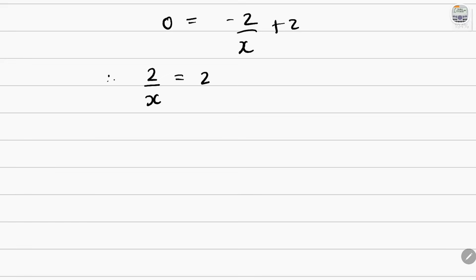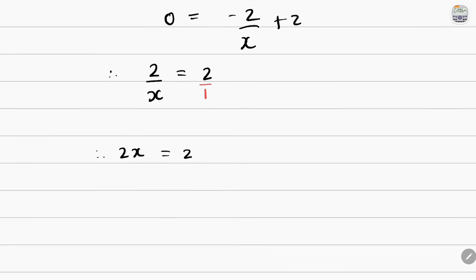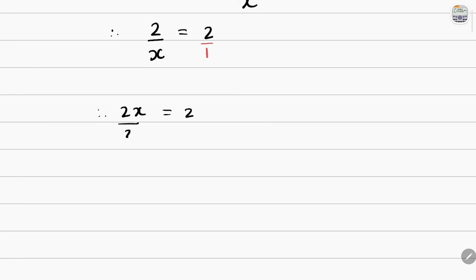So to solve for x, you can just cross multiply. So you can put this over 1 and then multiply denominator times numerator here. That gives us 2x. And then 2 times 1, that gives us 2. And now finally divide both hand sides by 2 to solve for x. And so x is equal to 1.